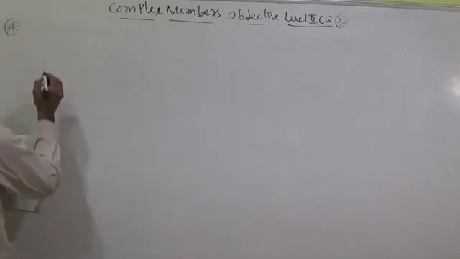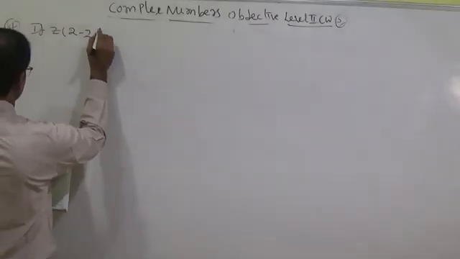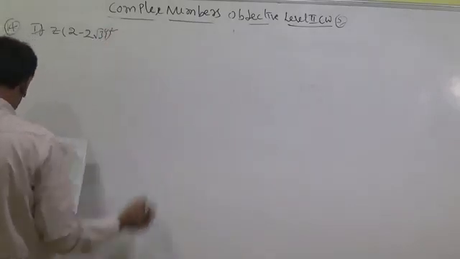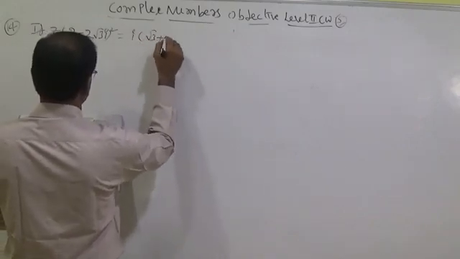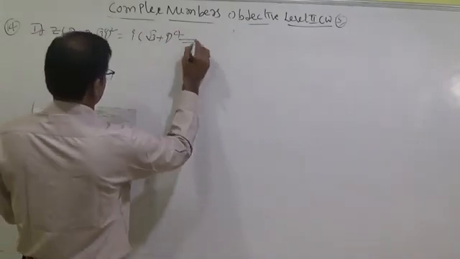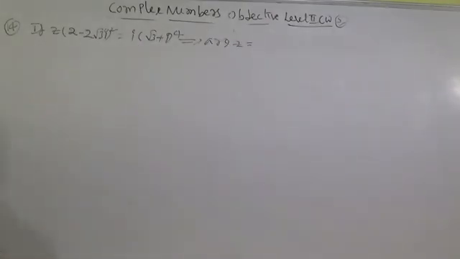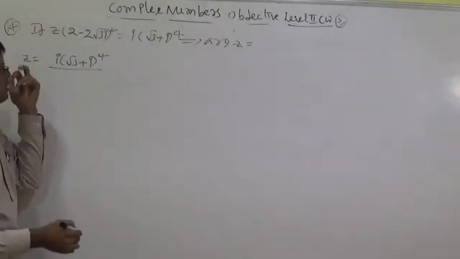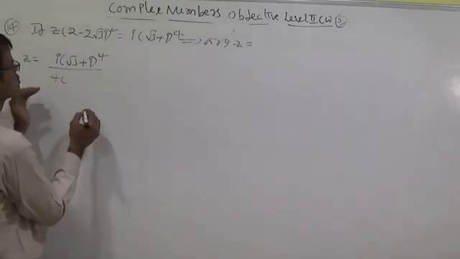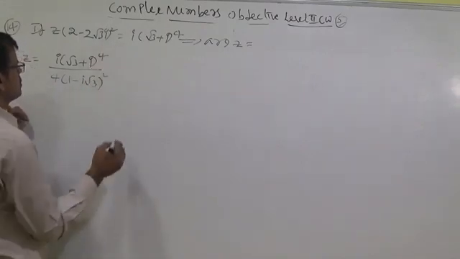If z into 2 minus 2 root 3i whole square is equal to i into root 3 plus i whole power 4, that implies argument of z is equal to dash. Argument of z is equal to i into root 3 plus i whole power 4 whole by this one taken this side, you can write 2 square common, 1 minus i root 3 whole square.